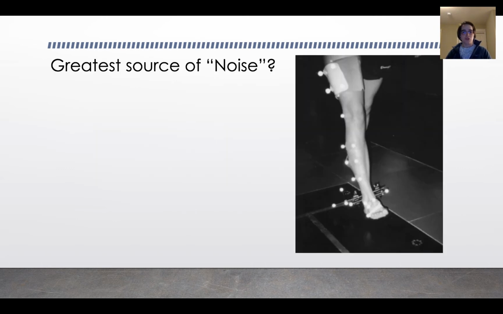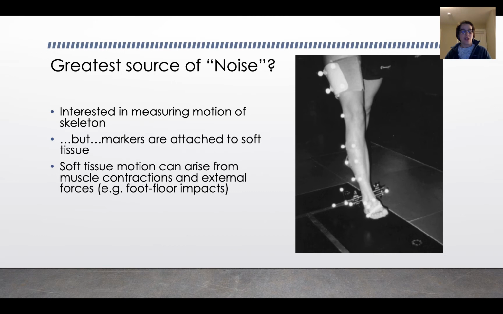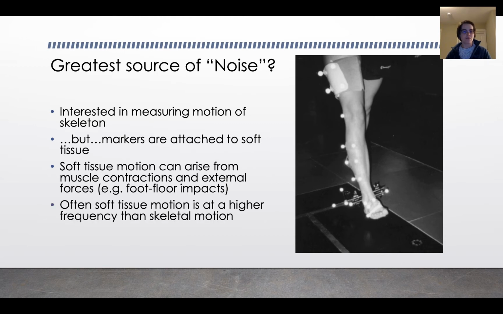The greatest sources of noise, though, in an experiment like this where we're collecting motion data come from the fact that we're interested in measuring the motion of the skeleton. But what we're actually measuring is the motion of the soft tissue surrounding the skeleton. Technically very difficult and not particularly appealing to participate in a study wherein one measures the motion of the skeleton directly. So because the markers are attached to the soft tissue, any motion in that soft tissue, from floor impacts, from muscle contractions, etc., creates noise on your signal.